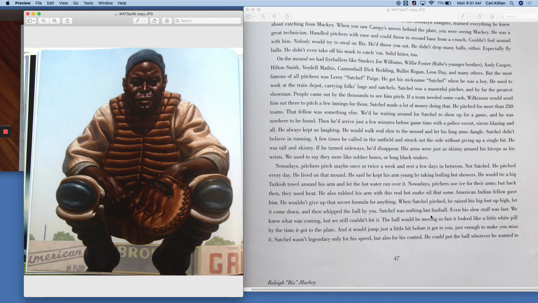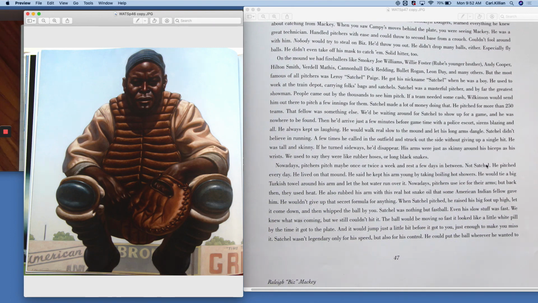When Satchel pitched, he raised his big foot up high, let it come down, and then whipped the ball by you. Satchel was nothing but fastball. Even his slow stuff was fast. We knew what was coming, but we still couldn't hit it. The ball would be moving so fast it looked like a little white pill by the time it got to the plate. And it would jump just a little bit before it got to you. Just enough to make you miss it. Satchel wasn't legendary only for his speed, but also his control.